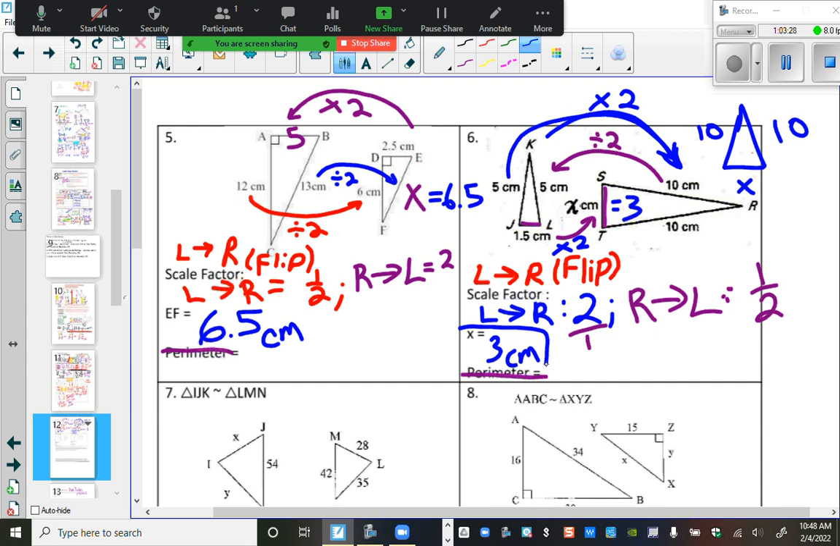Okay, those were easy. 7 and 8 are going to get a little difficult. They're going to be a little more difficult. Well, actually, 7 I think is going to be the most difficult one.